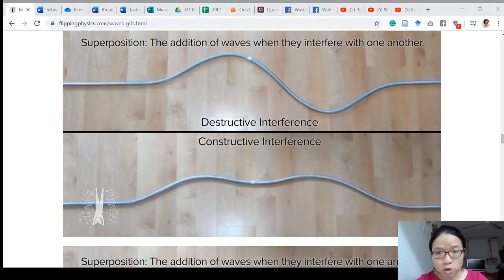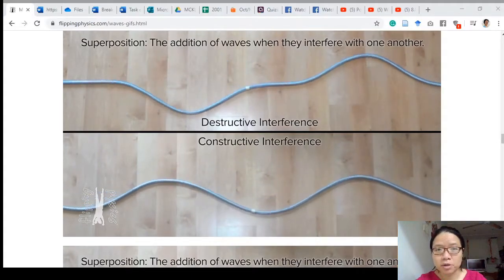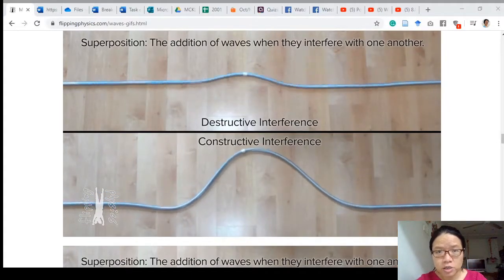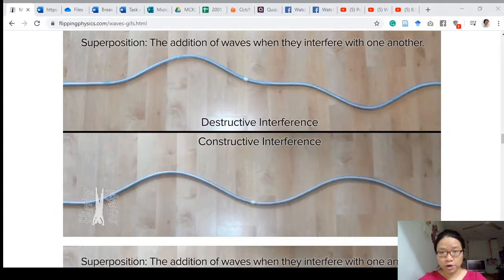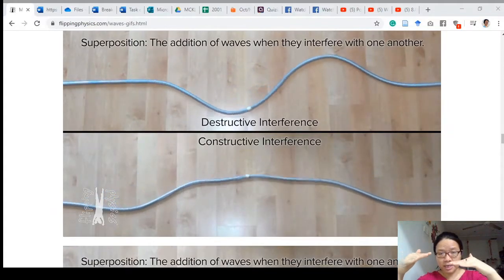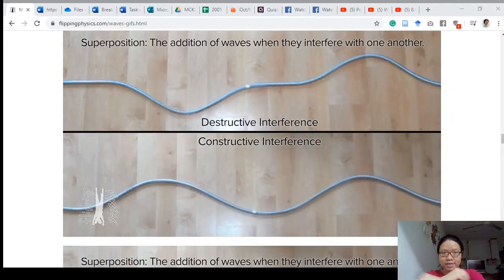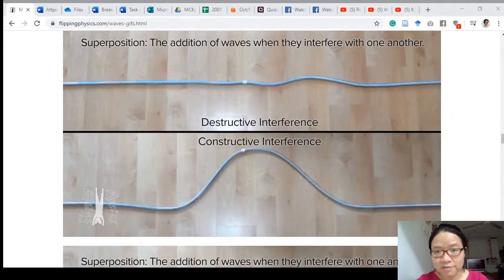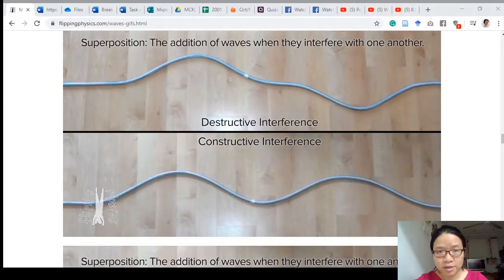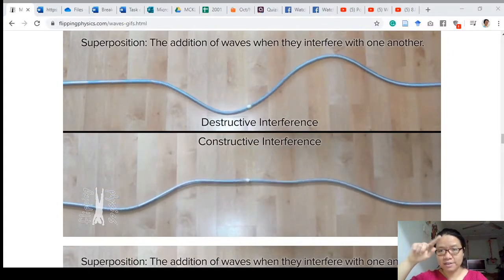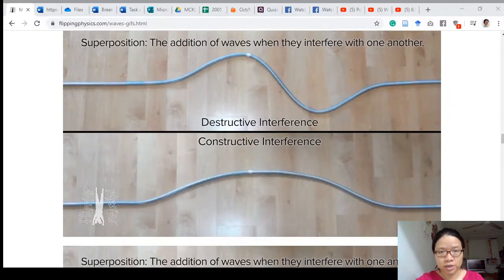If you look at the top GIF diagram, it's an example of destructive interference. You have two waves traveling towards each other, and when they meet, they cancel out. Then they travel back in the opposite direction. You can see the wave that is coming from the right, it was positive A, on the upwards, and it hits to the left.